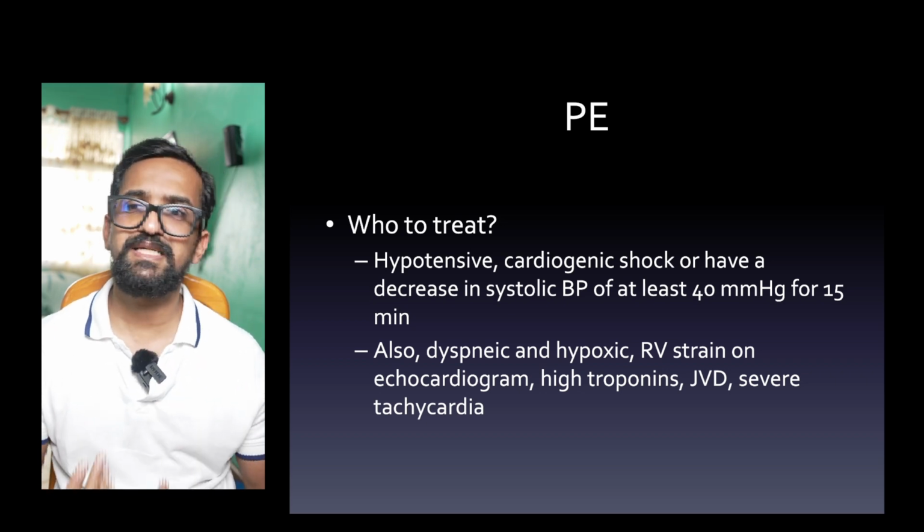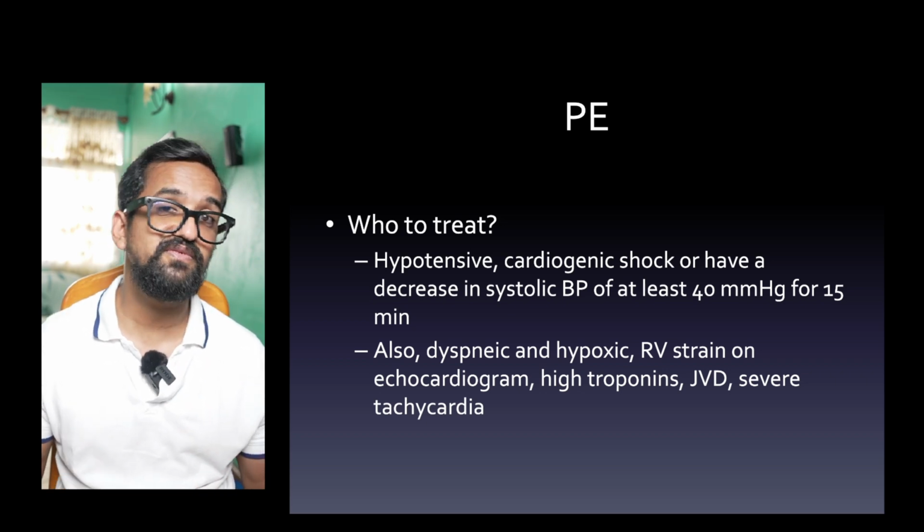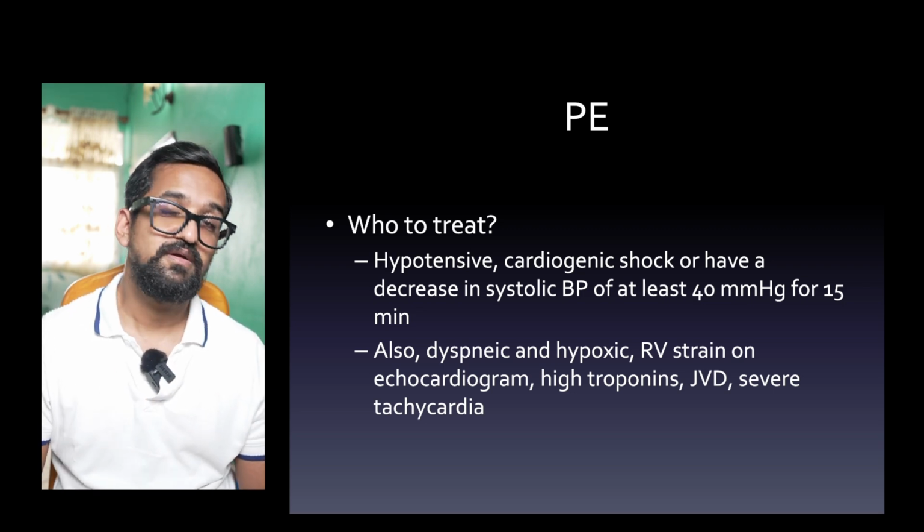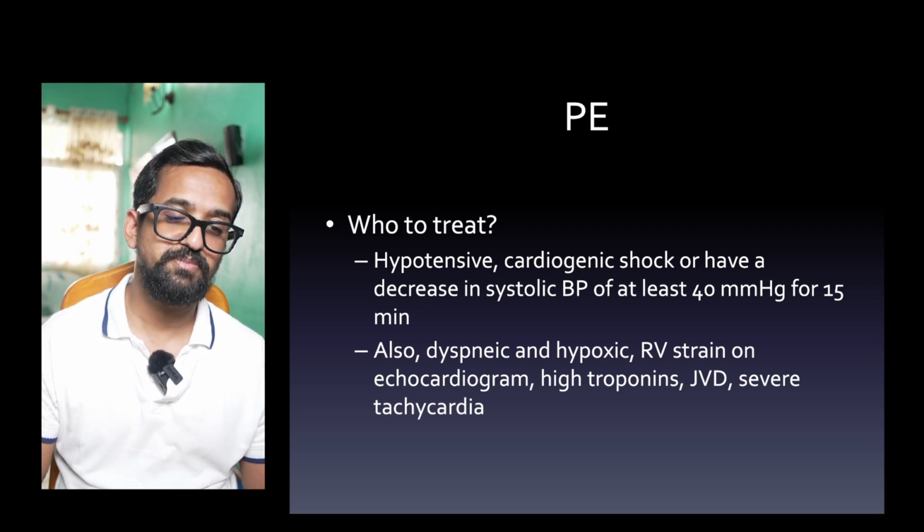So let's say a patient's baseline might be 150 over 60. So if it decreased to 110 and you see signs of shock, you might want to give thrombolytics to such patients.